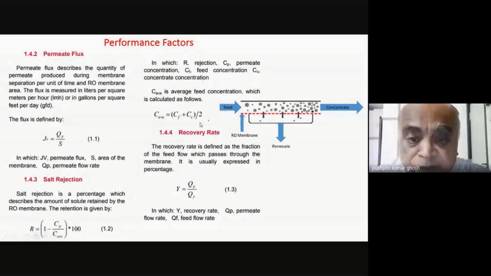The third is the recovery rate, which is what fraction of my feed did I actually recover as permeate and how much went past unrecovered. That is given by Y, and that is equal to QP, which is the permeate flow rate, divided by my feed flow rate per hour. So this is the fraction which I'm actually recovering. So these are the three important terms: recovery rate, salt rejection, permeate flux. This is what you need to remember.